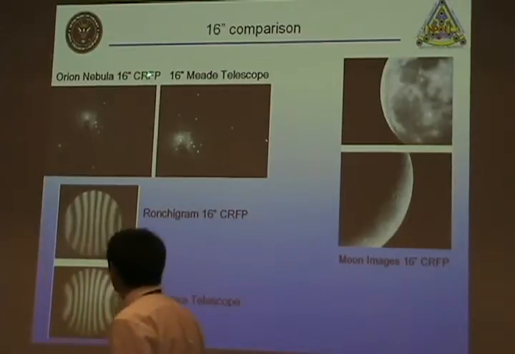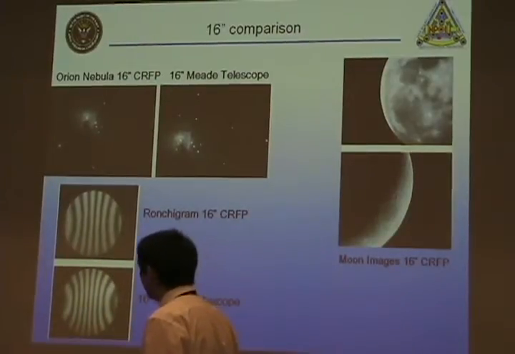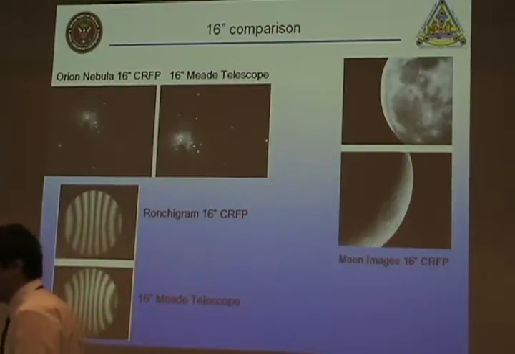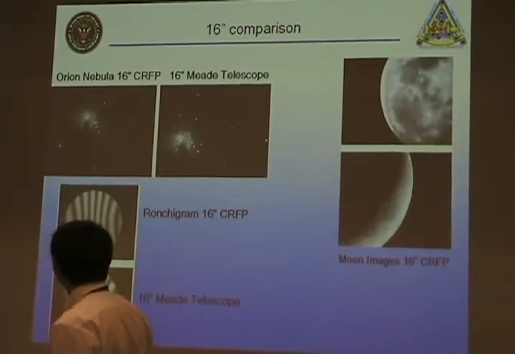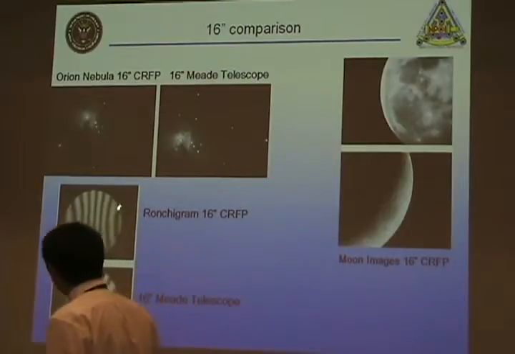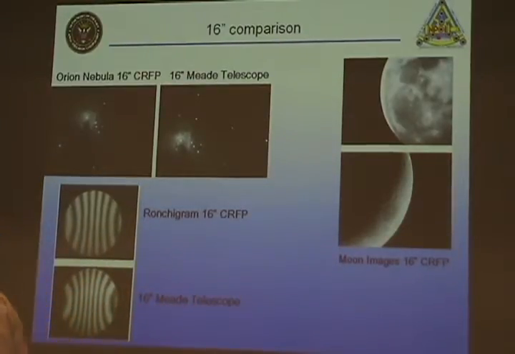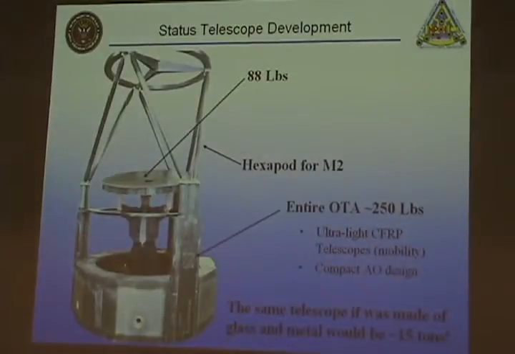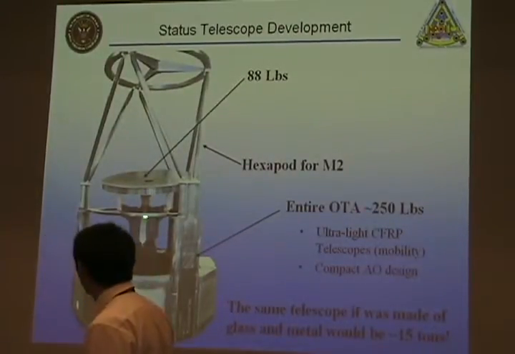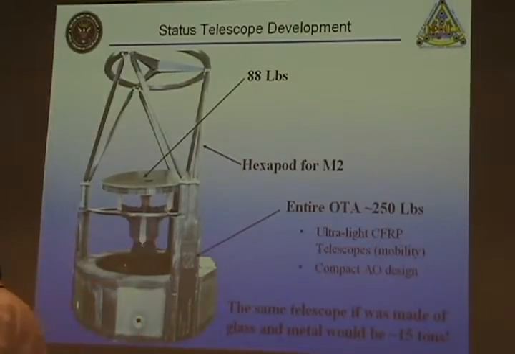And these are some examples of what they've been able to do with a 16-inch CFRP mirror. Some astronomy-type pictures, and then some interferograms showing how the surface quality is. And here's a picture, you remember, of Sergio holding the primary mirror for this 1.4 meter diameter telescope. The entire optical telescope assembly is going to be about 250 pounds on a 1.4 meter diameter, which, if you don't know about telescopes, is really amazing.